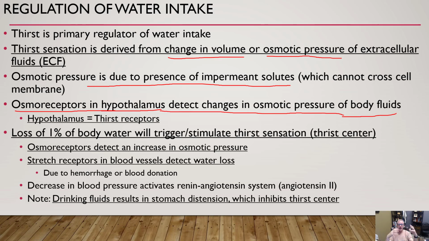And the hypothalamus is going to have these osmoreceptors and say, hey, we're in range, everything's good. Oh, nope, we're out of whack. We need to drink. Or, oh, nope, we're too high, or we're good, or no, we need to quit drinking water. We have too much water on board. So in our hypothalamus is basically where our thirst receptors lie. And even if we lose only 1% of our body water, that's going to be what triggers or stimulates our thirst sensation or our thirst center.